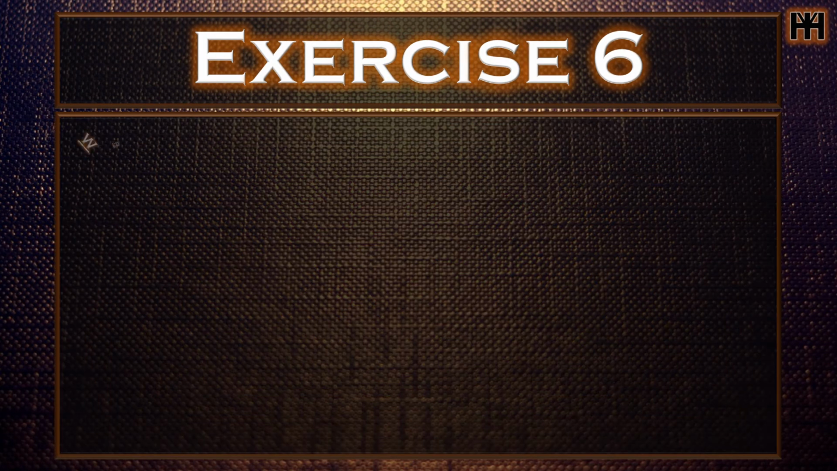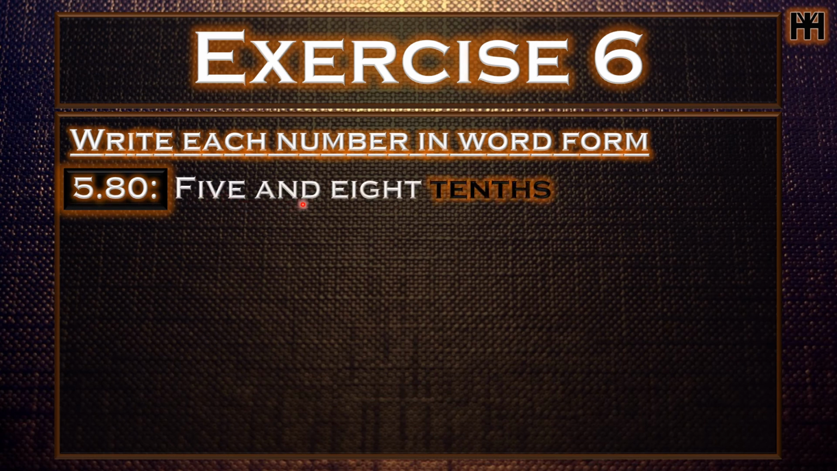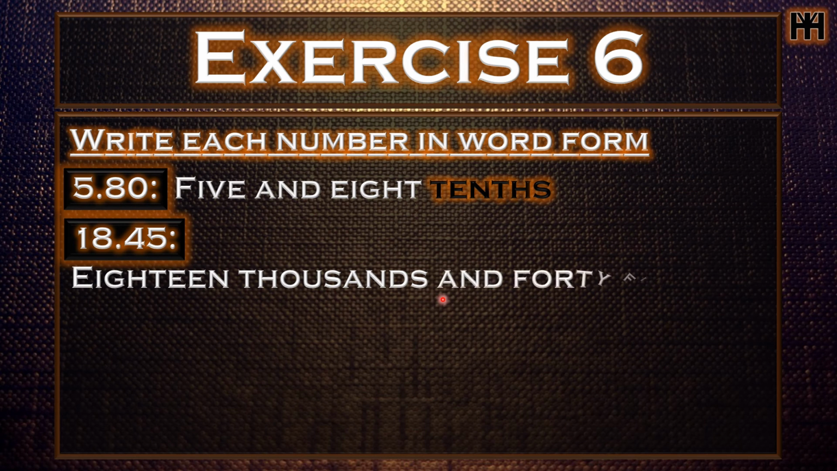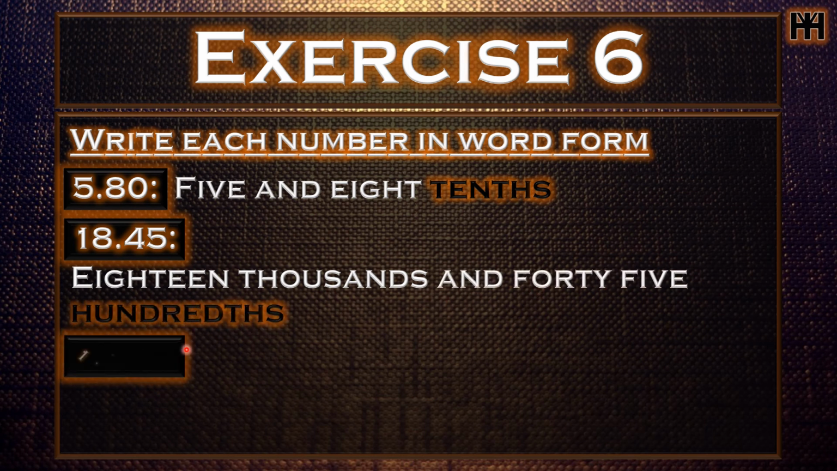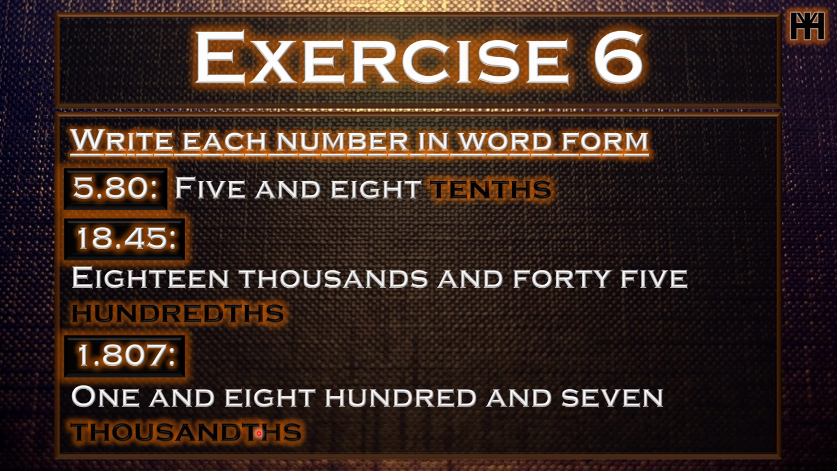Exercise 6. Write each number in the word form. You have 5.8, so you can say 5 and 8 tenths, or 5 and 80 hundredths. It's normal. Okay, 18.45, so it's 18 and 45 hundredths. 1.807, so it's 1 and 807 thousandths.